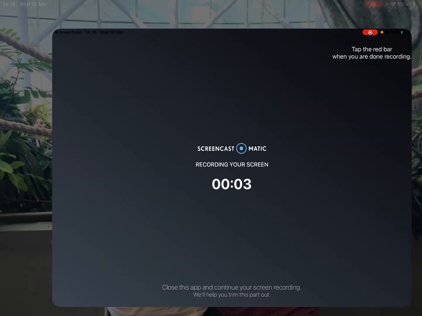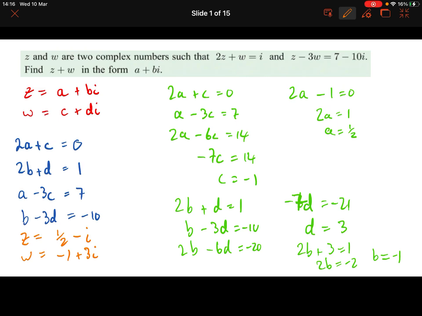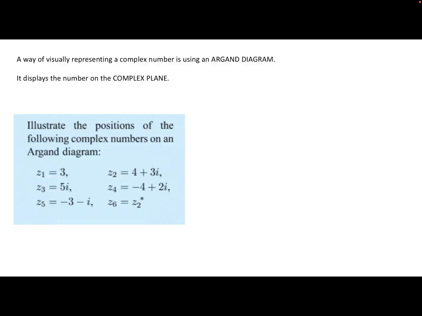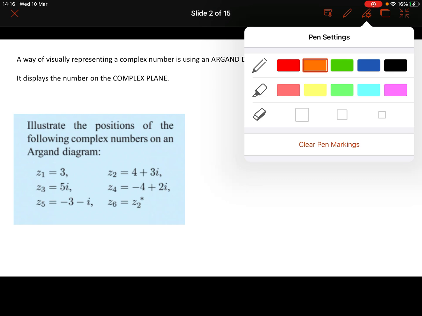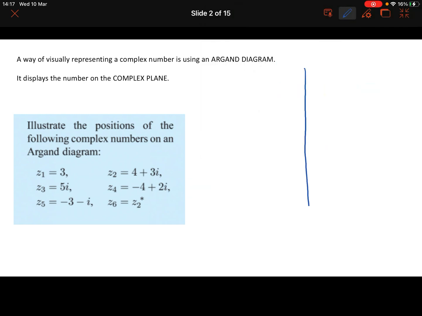Okay, so last video covered the kind of thing you should have already known from before. But now what I want to do is introduce you to a way that you can visually represent a complex number. You can do it on what is known as an Argand diagram, which is basically an x-y axis. But instead of an x-axis, you have a real axis, and where your y-axis is, you're going to have an imaginary axis, okay?